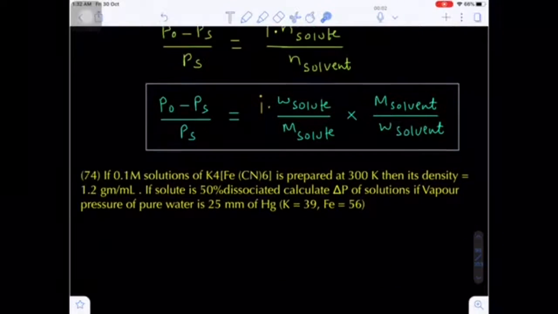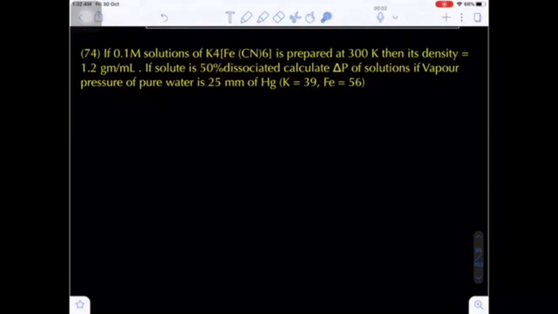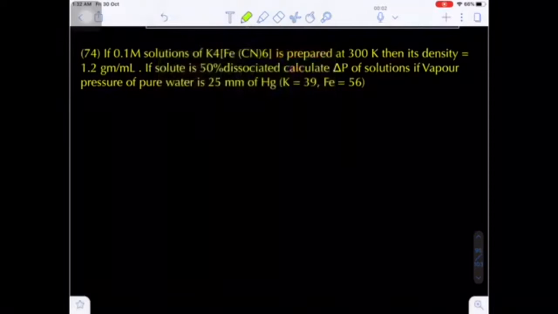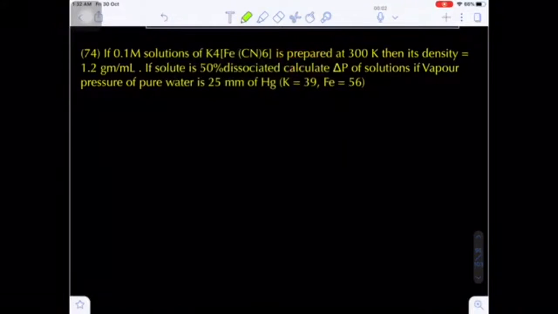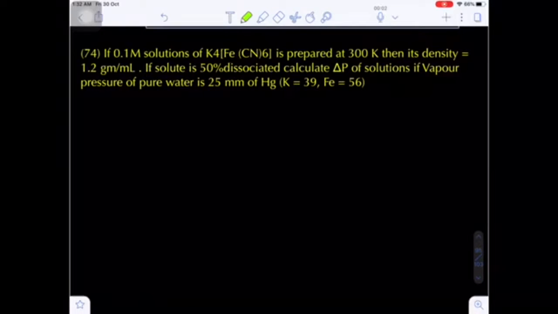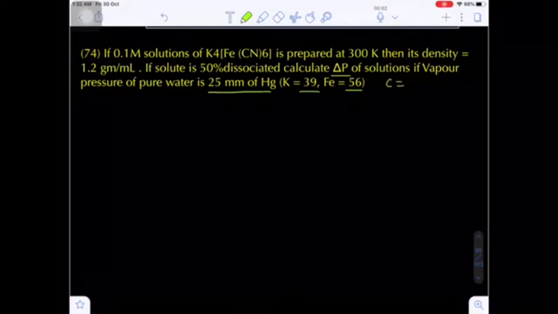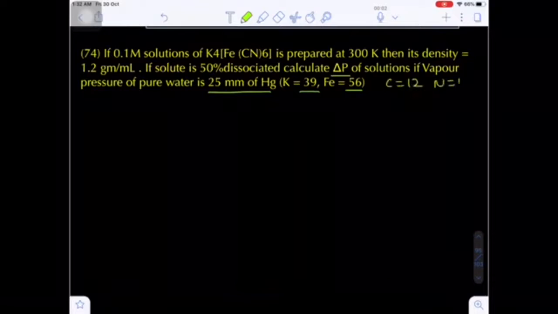Now there is question number 74 regarding the vapor pressure. A 0.1 molar solution of K4[Fe(CN)6] is prepared at 300 Kelvin. Its density is 1.2 gram per ml. If the solute is 50% dissociated, calculate the delta P. What is the delta P? Lowering of vapor pressure. If the vapor pressure of pure water is given as 25 mm of Hg, what is the atomic weight of potassium? 39, and iron will be 56. Do you know the atomic weight of carbon? That will be 12, and nitrogen, that will be 14.